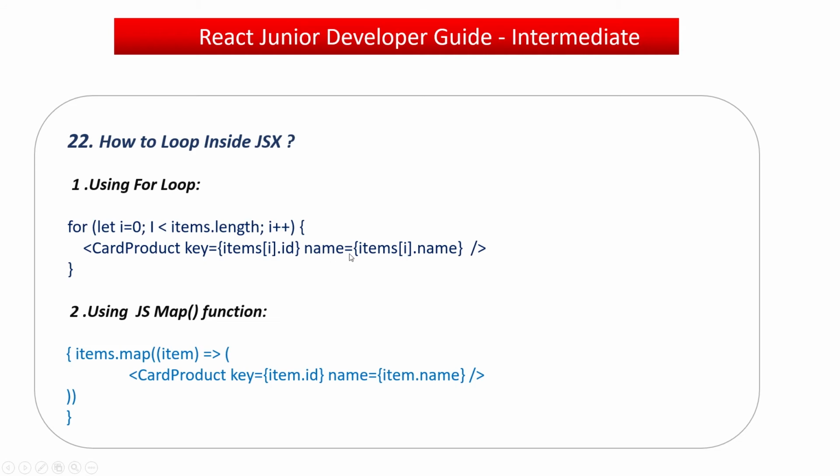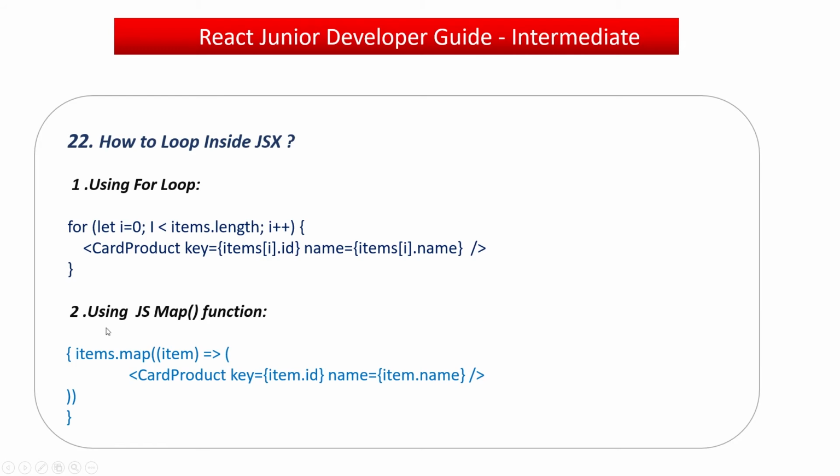And you pass the name in curly brackets as a prop to the CardProduct, which goes to each item, items[i]. Suppose the first item is 0, the second item is 1, the third item is 2, and you just render its name dynamically. So if you have thousands of items, it will render all of their names and all of their keys into the CardProduct.